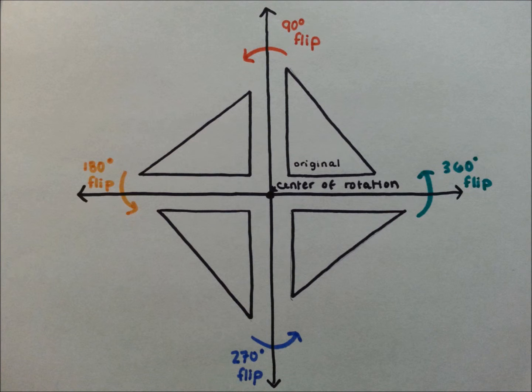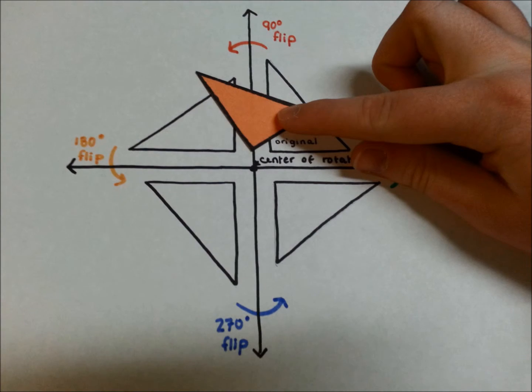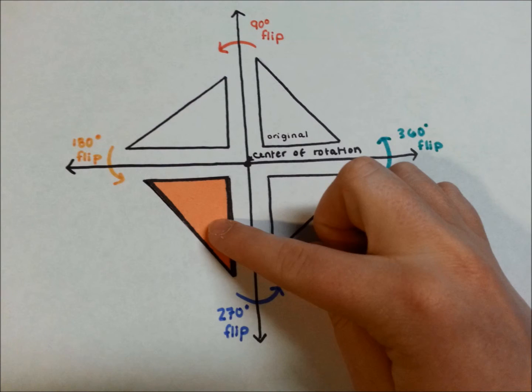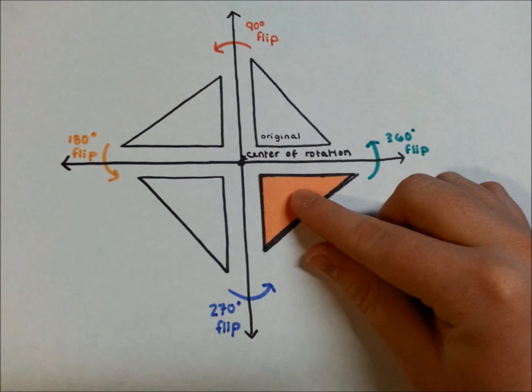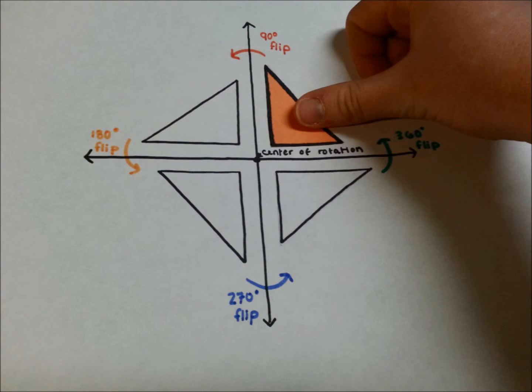For this rotation, we're going to take the original triangle in the upper right-hand corner, spin it 90 degrees around the center of rotation to the upper left-hand corner, then spin it 180 degrees to the bottom left-hand corner, spin it again to the bottom right-hand corner, which is 270 degrees, and then spin it once more back to where the original triangle was, which is a 360-degree rotation.